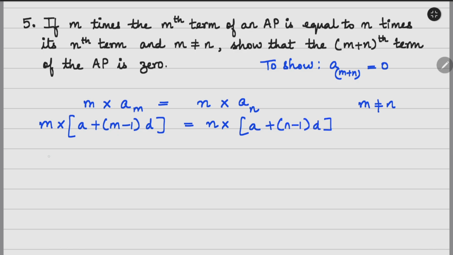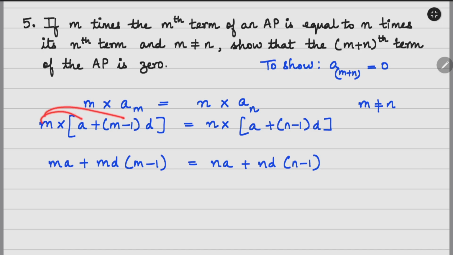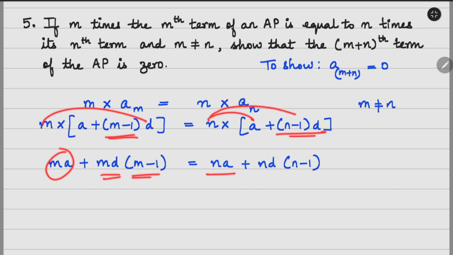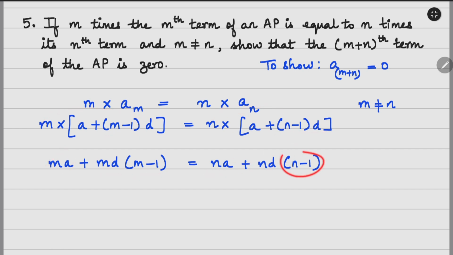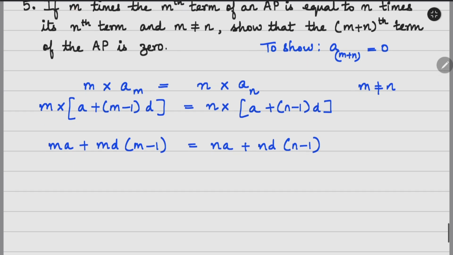Now you have to solve. So m into a, it's ma plus md into m minus 1 is equal to na plus nd into n minus 1. So I've just multiplied m with both the terms inside, right? M into a, ma, m into d, md multiplied by m minus 1. Again n into a, na, n into d, nd multiplied by n minus 1. I'm bringing all of the terms to one side.